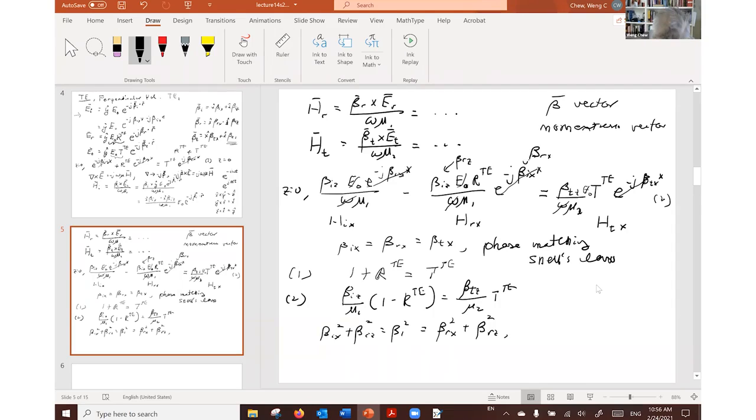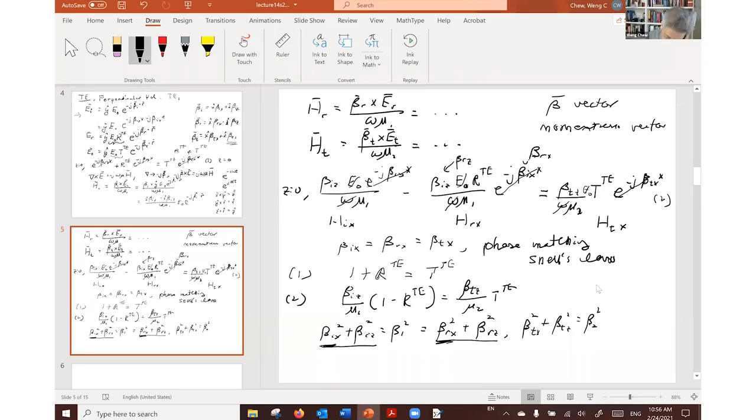In region 2, I will have a different relationship. Then I will have beta_tx squared plus beta_tz squared is equal to beta_2 squared. Okay, but if you eyeball these two equations, we already argued that by phase matching, these two are the same as each other. Okay, these two are the same as each other by phase matching.